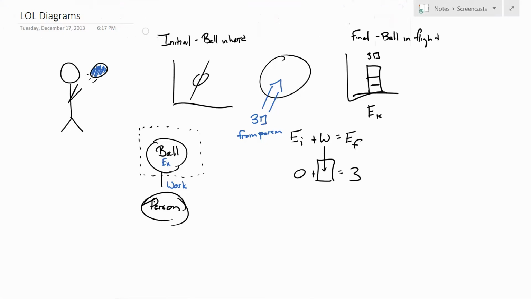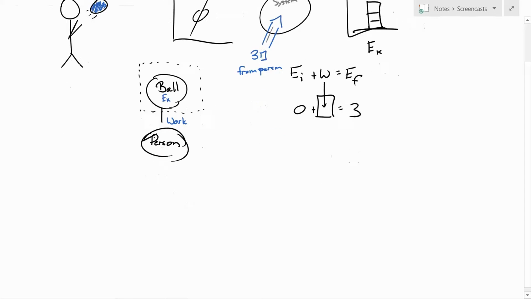And again, the idea with this O is that this O represents the system. So if energy goes into my system like this, I'm doing positive work. If energy comes out, negative work. So, that seems reasonable. Let's try it again.